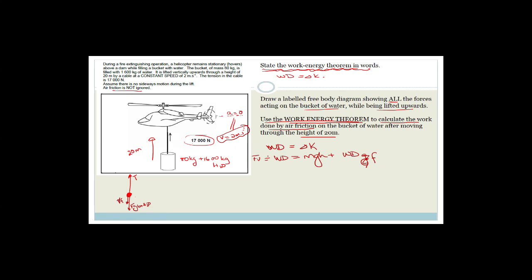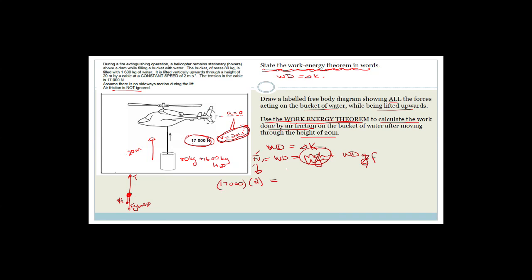So now, do we agree that we can use the force and the velocity to find out the power and also the work done? We also know that the force that's been applied is 17,000 newtons and we're traveling at 2 meters per second. We have gained kinetic and potential energy over 20 meters, and we have done some work against friction. So this is going to be 17,000 newtons times my velocity of 2.